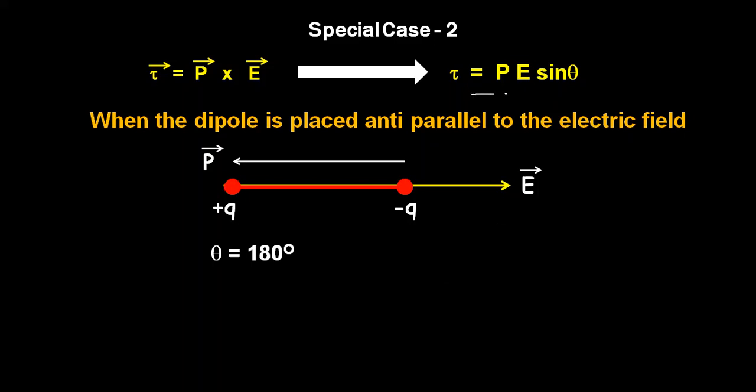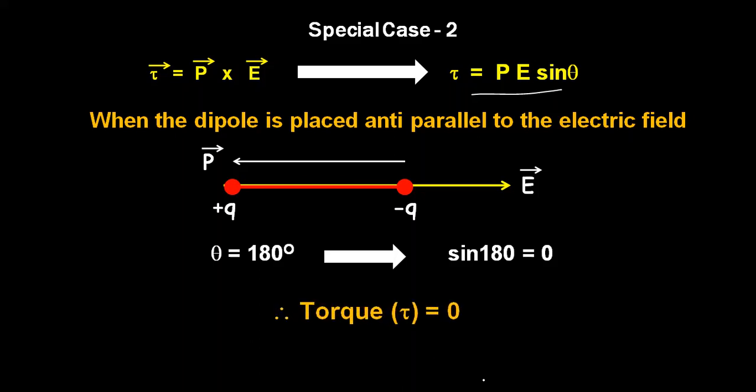Again, so in the formula, theta 180 substitute பண்ணினா, sin 180 will be 0. Hence, torque tau will again be 0. So sin 180 is 0. Therefore, torque tau acting on the dipole will be 0. So whenever dipole is placed either parallel to the electric field or anti-parallel to the electric field, no torque acts on the dipole.